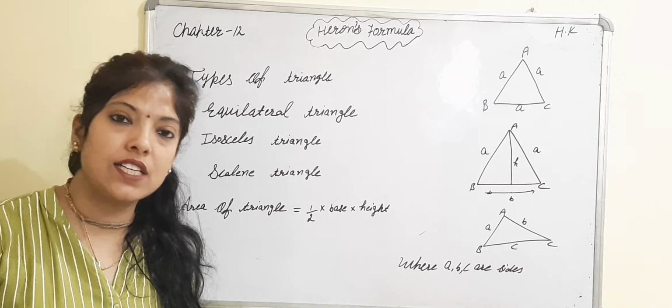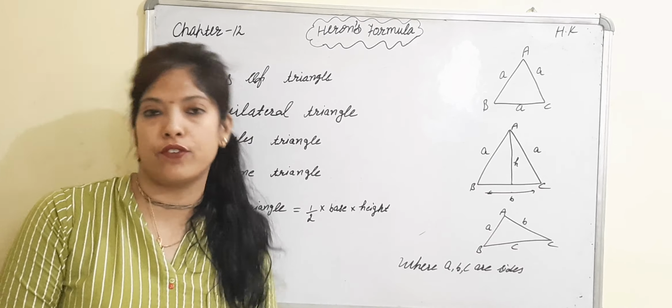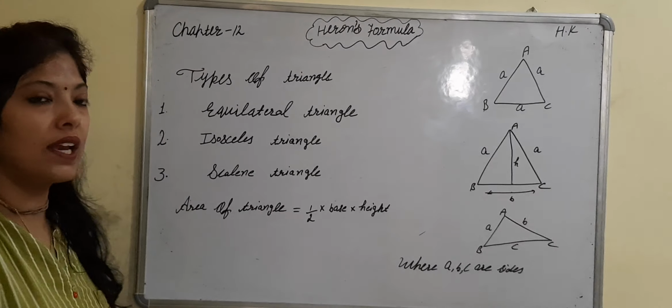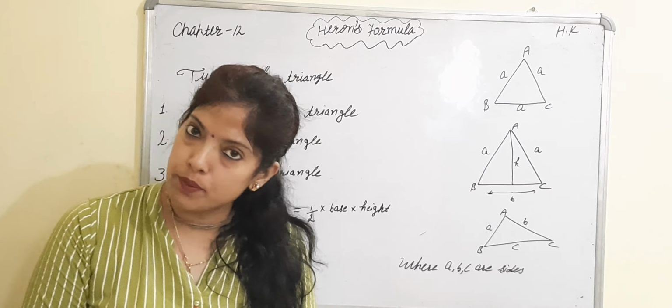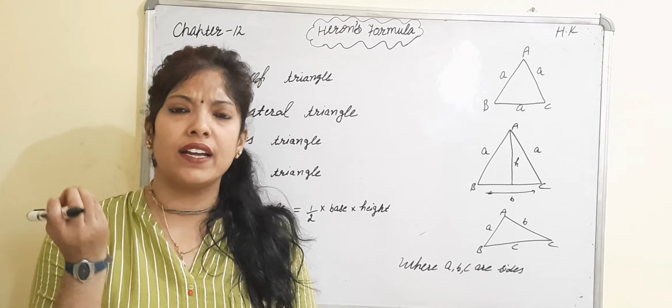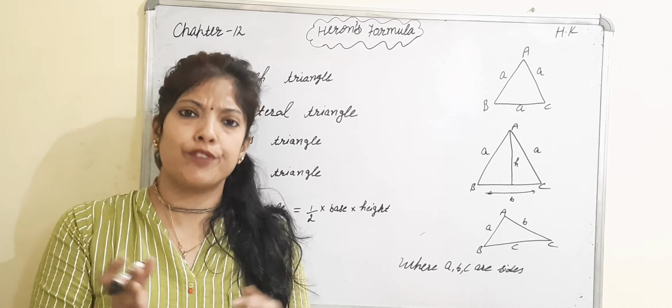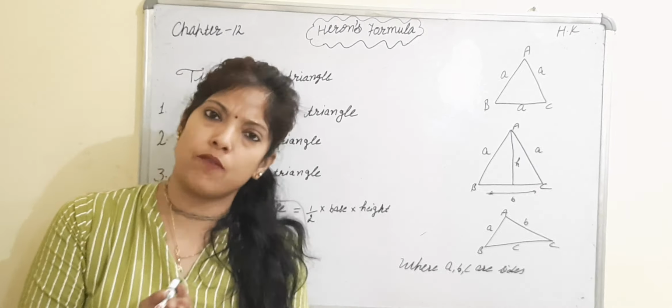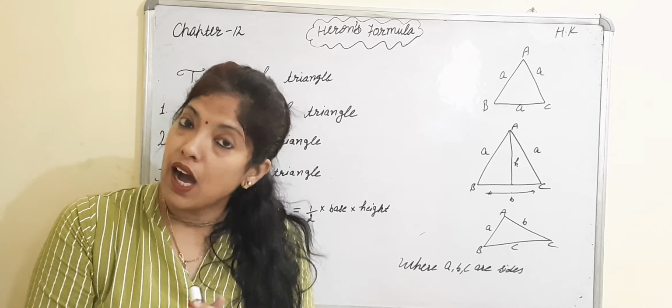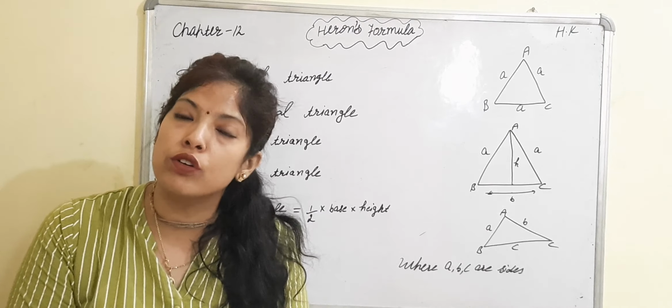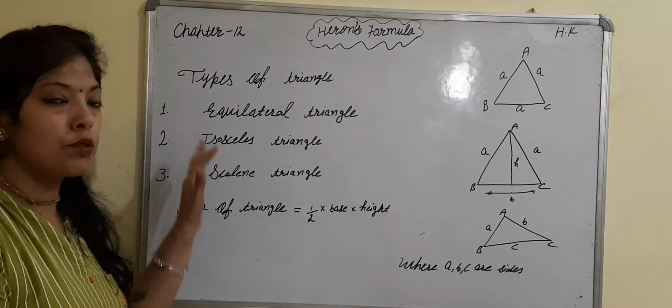Now, we will start chapter number 12, Heron's formula. In this chapter, we study the different types of triangles and how we can find their area. The area of a triangle is half base cross height. And if we don't know the height, how can we find the area using Heron's formula?